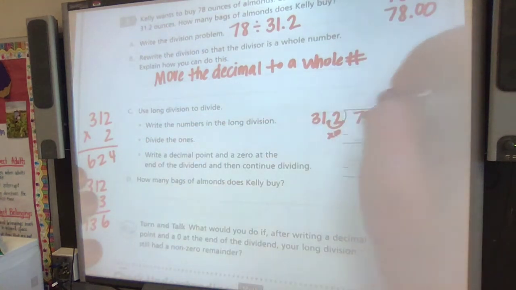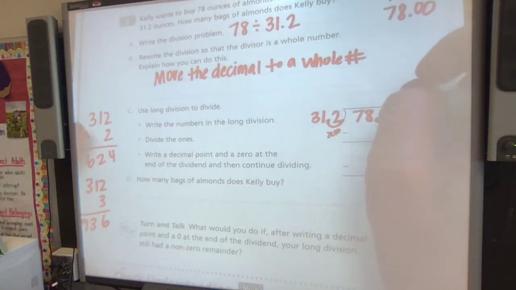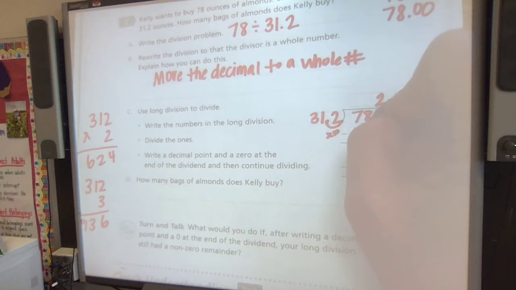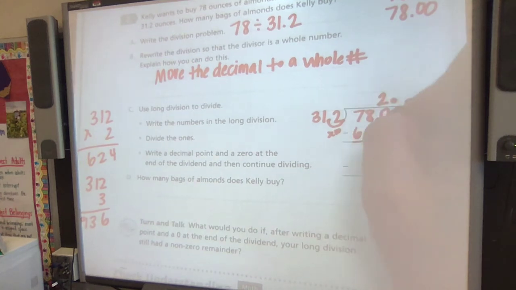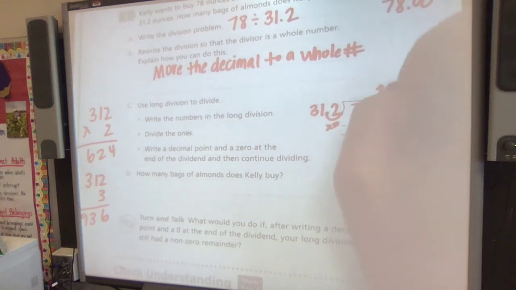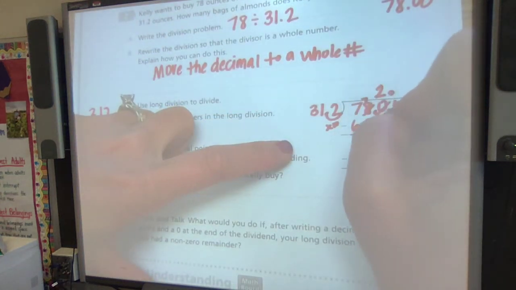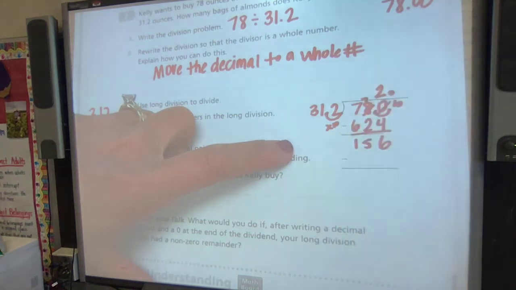So 312 went into 780 2 times, and I put it right above that 0, so it's right beside that decimal. Because 2 times 312 is 624. It's very important that I had that 0 there, isn't it? Alright, now we're going to subtract. Trying to write small. And we get 156.